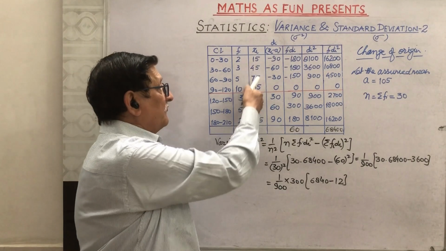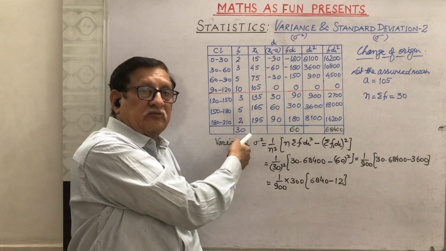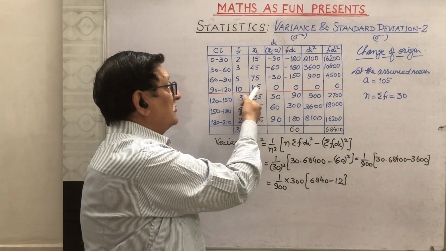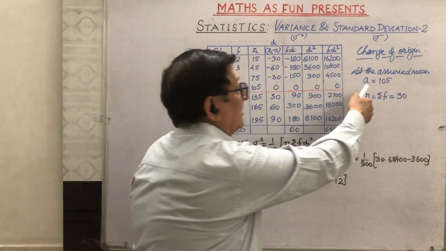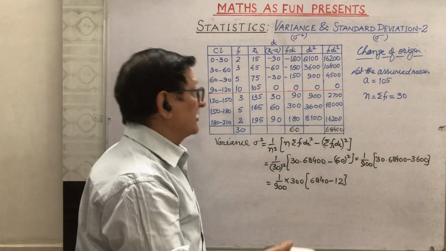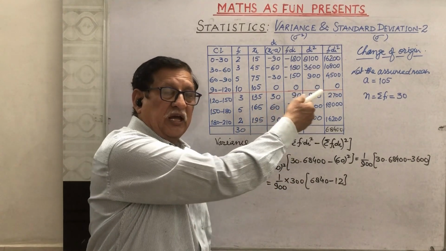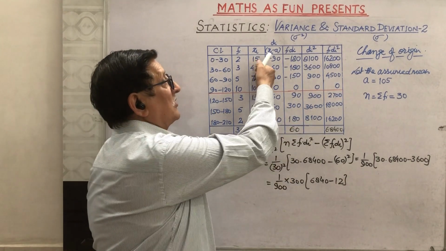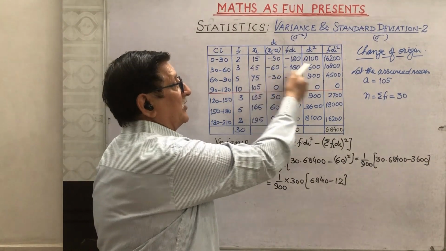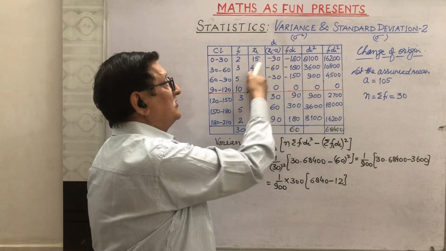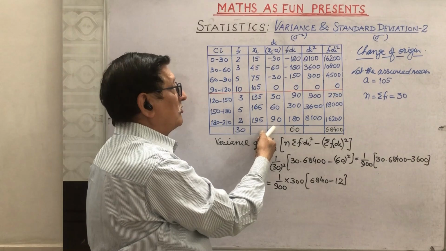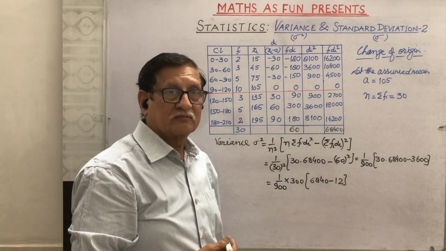After finding xi, from these xi we have to consider one assumed mean, that is A. Suppose A is the value 105. We are taking, let the assumed mean A be 105. Now we have to find out the deviations from this A, that is xi minus A, or we call it di. Here it comes as 15 minus 105 is minus 90, 45 minus 105 is minus 60, and so on. We have got all the di's.